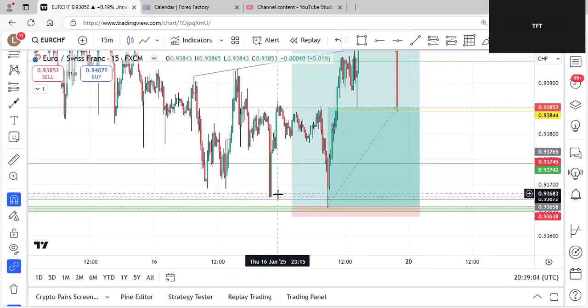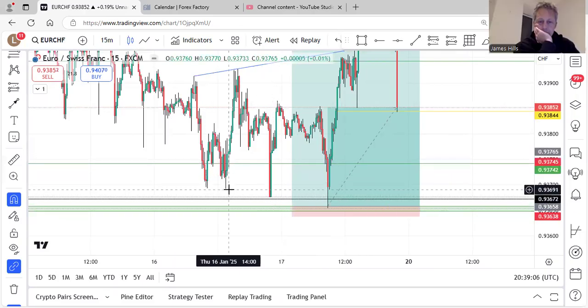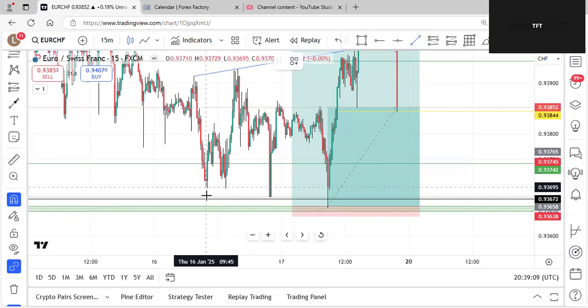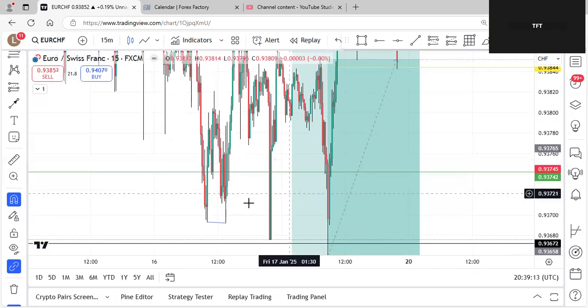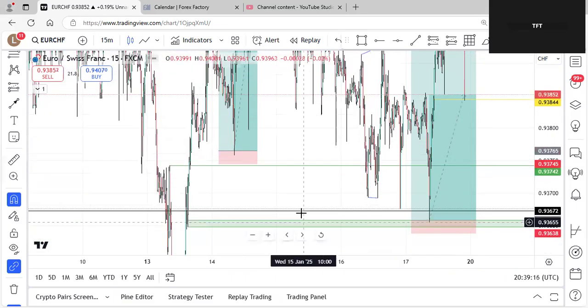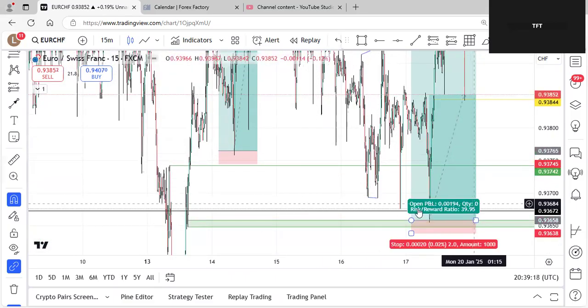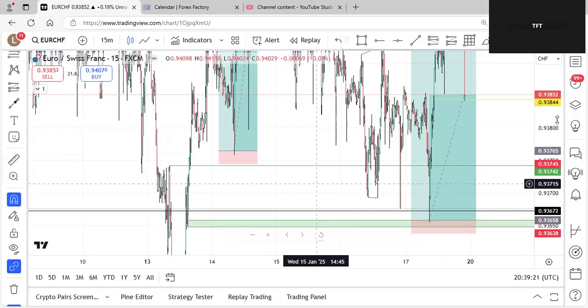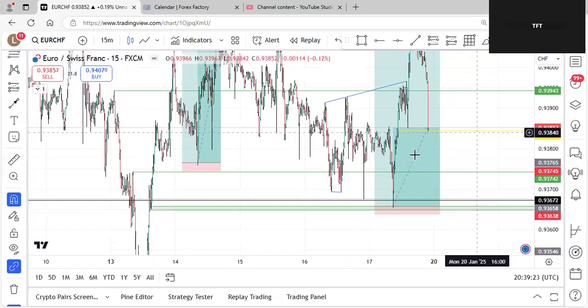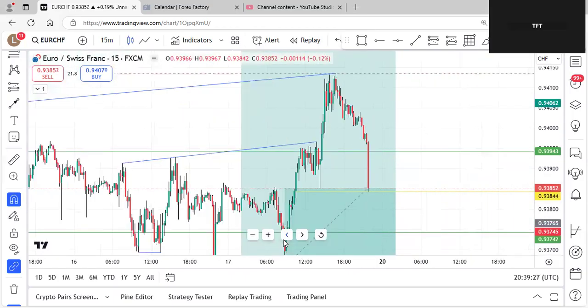I ignored this. And then that leaves us equal lows here, just relative. I don't think it's perfect, but pretty close. So it's taking liquidity just into what was my entry zone I had marked, and then obviously throughout Friday just bought.